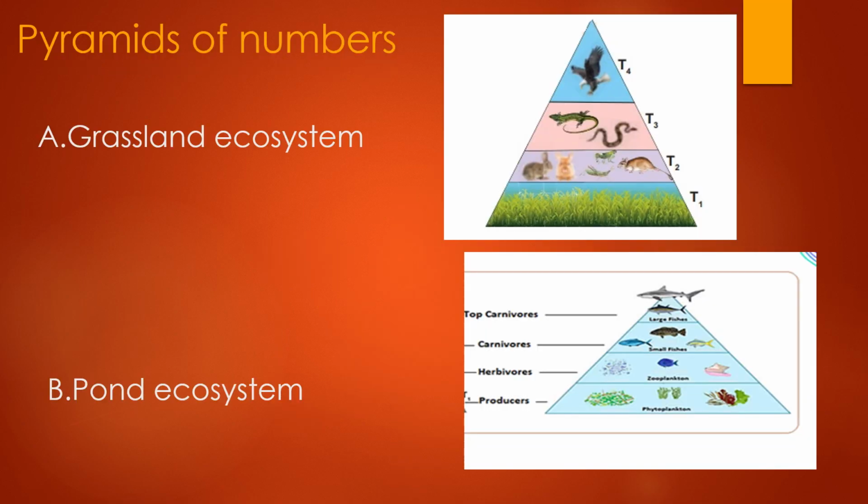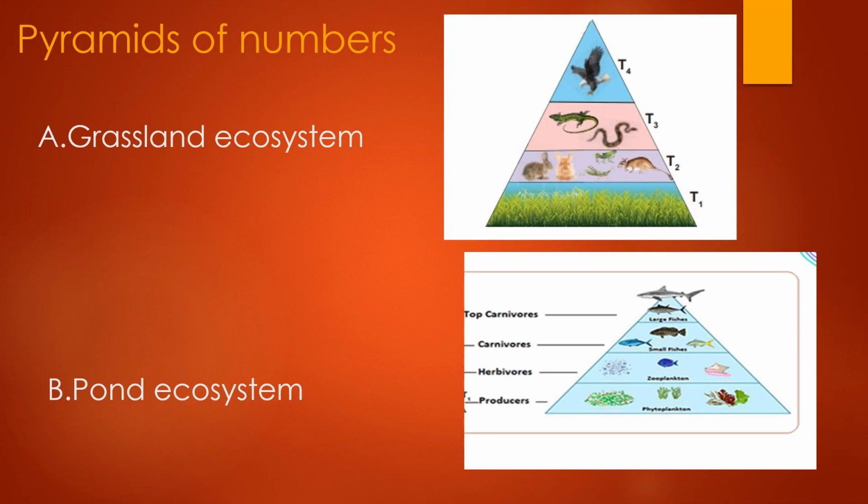Next one is pyramids of number. That means if we plot the numbers of organisms in different ecosystems, we get different pyramids. Though we consider them to be triangles in upright position, in some cases the pyramids may be inverted also. So now we are taking the pyramid in case of grassland ecosystem. This is the pyramid of the grassland ecosystem. Here the grasses are more and more in numbers, that means producers are more and more in numbers.